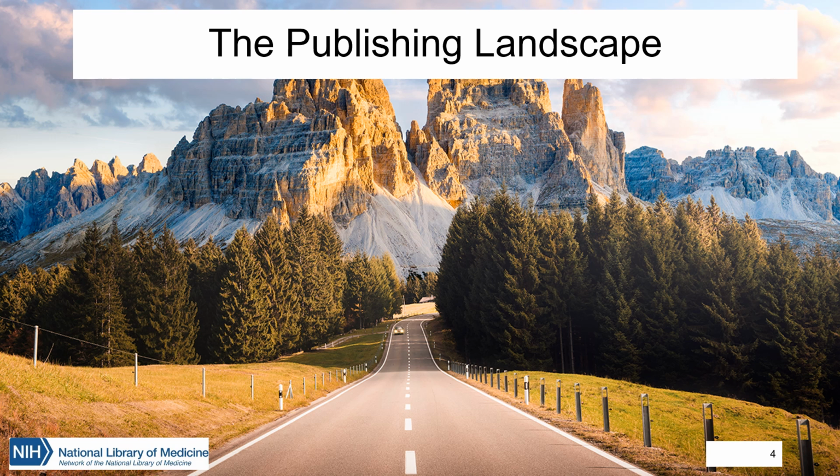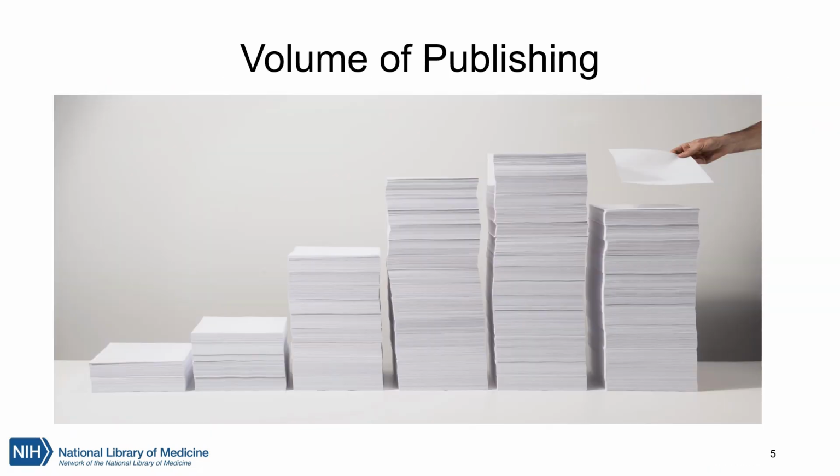PubMed exists within a complex publishing landscape. Three features of the publishing landscape I want to focus on today are the volume of publishing, the growth of open access, and public access policies. The first feature is the volume of publishing. Biomedical and life sciences research continue to outpace other fields in the number of articles produced. Therefore, those trying to index and archive this literature, like the NLM, are always trying to keep up.